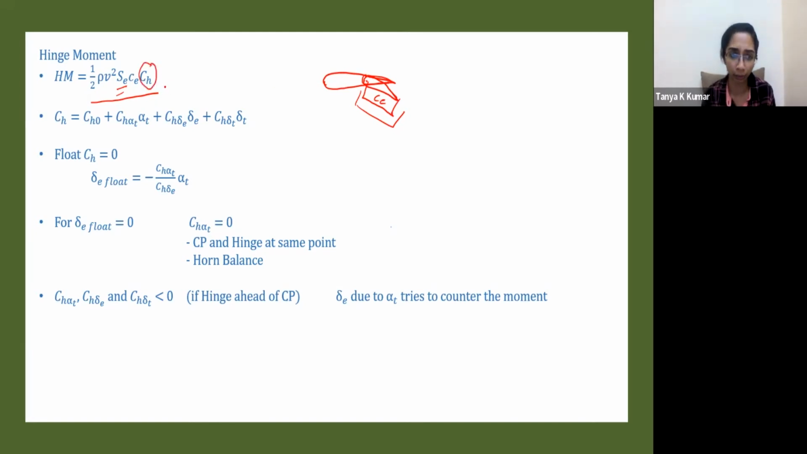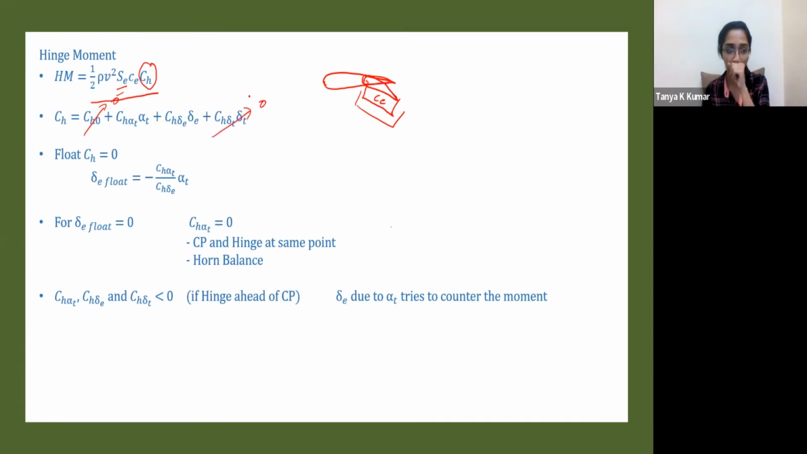CH is the hinge moment coefficient, which we assume to be linearly varying with alpha T, that is the angle of attack at the tail, delta E, that is the control surface deflection, that is elevator deflection, and delta T, which is the trim tab deflection. So we assume it to be linearly varying with each of these terms. For our simplicity, we assume CH naught to be 0. And for the initial analysis, we also assume that there are no trim tabs.